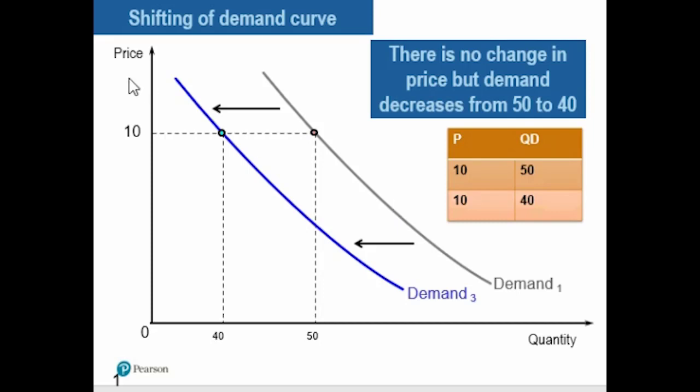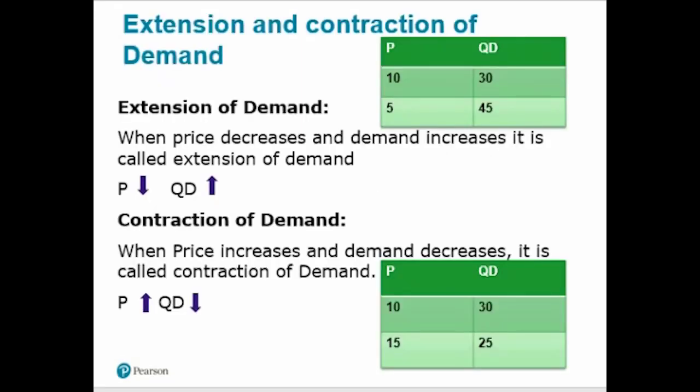When there is a change in both of the variables, then there will be movement along the curve. We have a single demand curve and we are moving from point here to here and here, along only one demand curve. So our next discussion is about extension and contraction of demand.